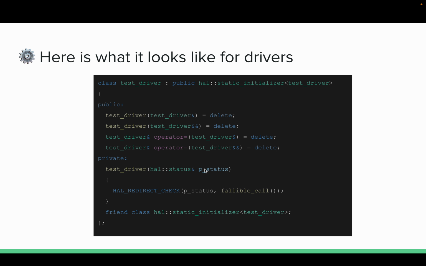Rather than creating a create or get function that returns a status, we're now going to use this thing called HAL redirect check. This basically takes the results of any call that is fallible, that could return back a failure state, and it saves it into the state of the status pointer and then returns early if that ends up occurring. If there are no errors, and let's say this thing returns an int, it'll return that value out the back here, so you can save it. And then lastly, we have friend class HAL static initializer test driver.